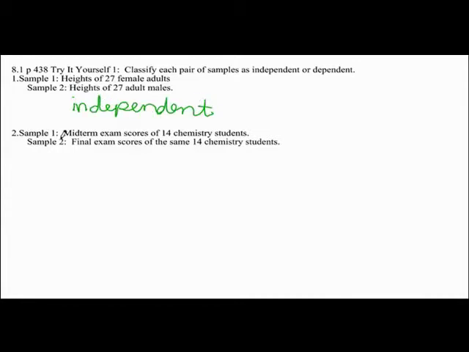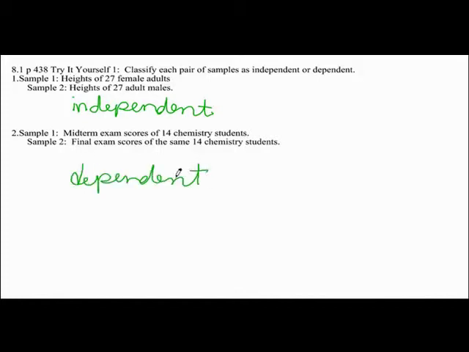For number two, sample one is the midterm exam scores of 14 chemistry students. Sample two is the final exam scores of the same 14 chemistry students. These are dependent because each member of one sample corresponds to a member of the other sample, so that's dependent.